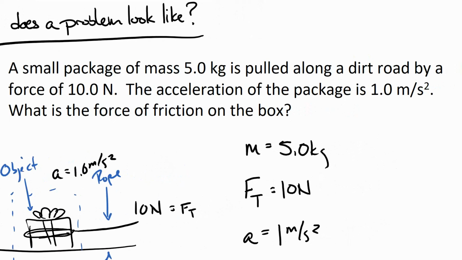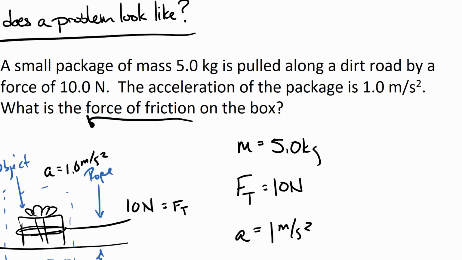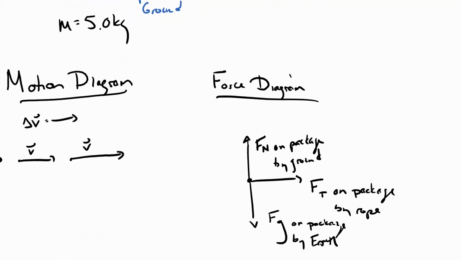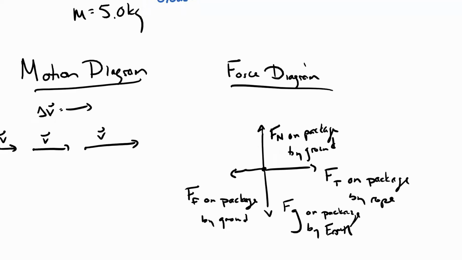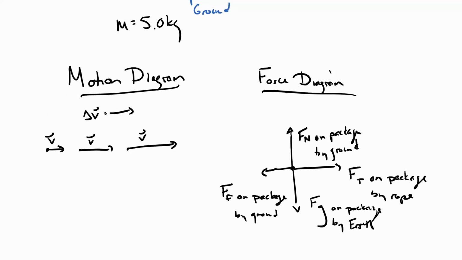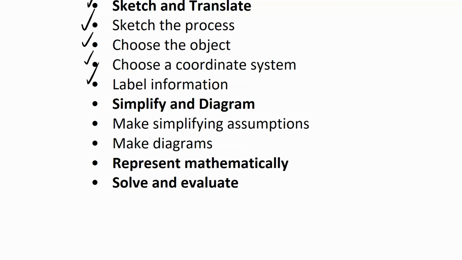Now I'm going to look and see if I've forgotten anything. Ha! Force of friction. All right, I'm going to get some friction in here, and leave myself room to actually label it properly. On package by ground. Friction, remember, along the surface. Normal force perpendicular to the surface. Both due to interaction with the surface. That seems nice. All right, what's next?